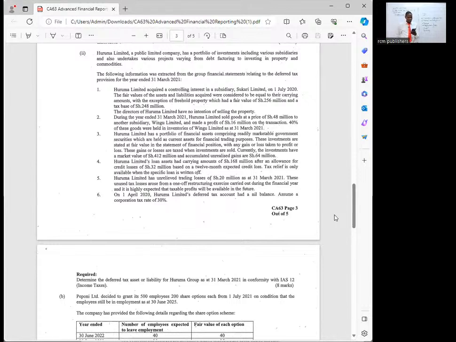Huruma Limited has a portfolio of financial assets comprising readily marketable government securities, which in the statement of financial position are carried at fair value, with any gain or loss taken to profit or loss. These gains or losses are taxed when the investments are sold. And therefore, we are told that currently the investment has a market value of 412 million and an accumulated unrealized gain of 64 million.